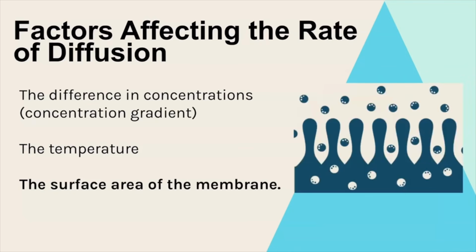Lastly is the surface area of the membrane. So this only applies if it's diffusion across a membrane. The larger the surface that particles can diffuse across, the faster it will happen, because there's more space for those particles to move through.